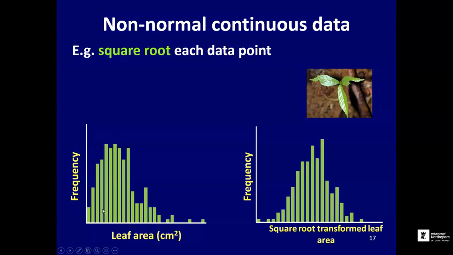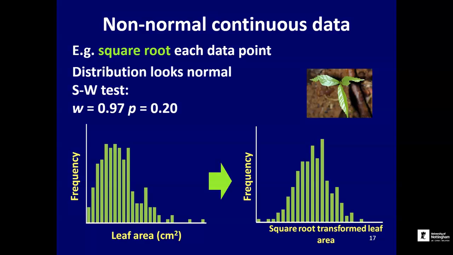So if we square root the data, turn it into a frequency histogram of square rooted leaf areas, we get suddenly a much more symmetrical looking distribution. It's actually very bell shaped. It looks like a good fit to the normal distribution.